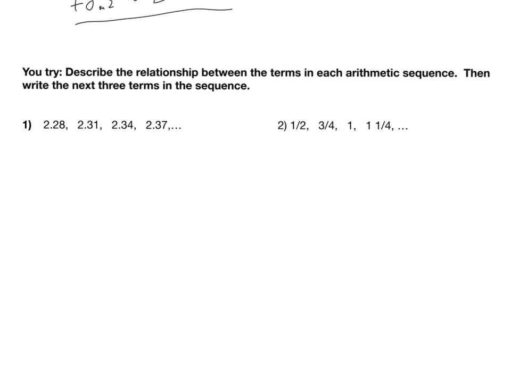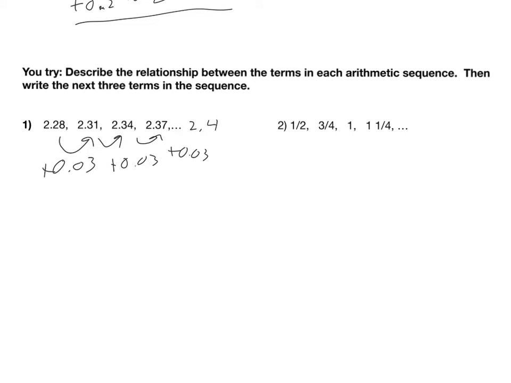So pause this, try these 2, then come on back and we'll check it. So, okay. Each time it's going up by 3/100ths. Note, an arithmetic sequence is always going to be addition, not multiplication. Multiplication would be a geometric sequence. You'll get those next year, I think. So then we write the next 3 terms.